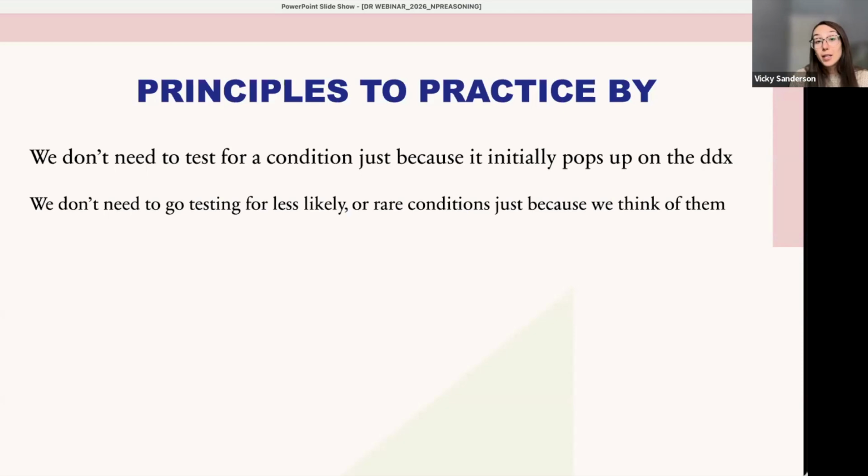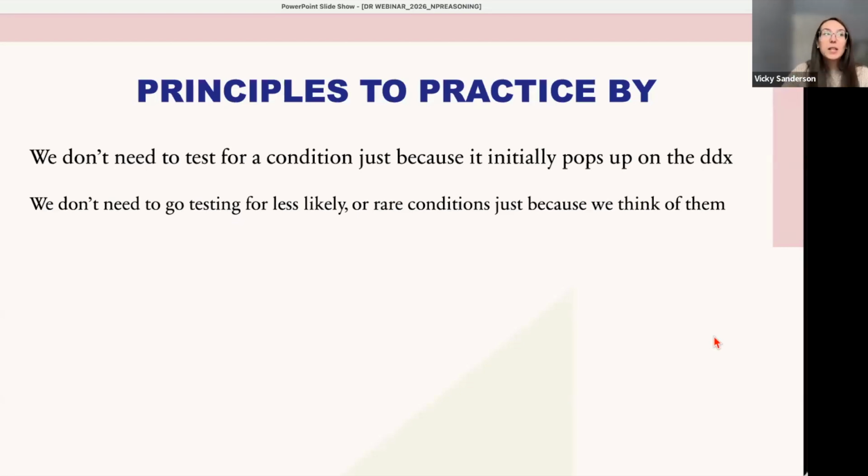Similar to that train of thought is that just because we think of something really rare, we don't need to test for it. We search for those rare conditions or less prevalent diseases when we haven't really come to a conclusion. We've ruled out common conditions, we've ruled out other red flag conditions. That's the time when we should be testing for things that are less likely or more rare.